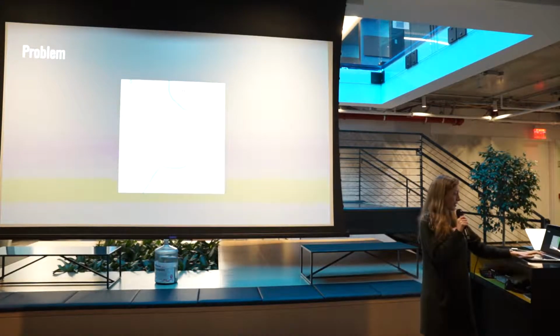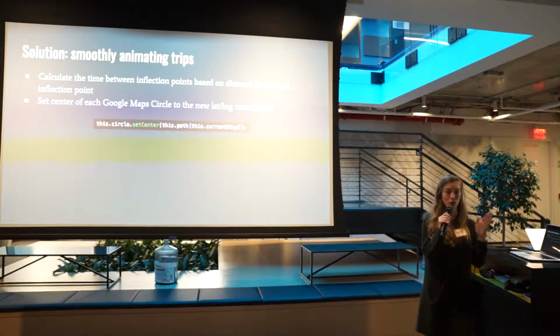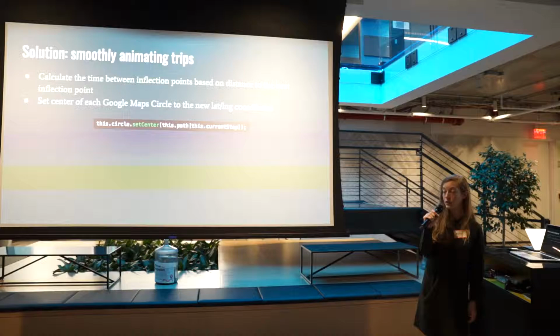So what I ended up doing is calculating the time from the point that you're at in one step to the next inflection point as a proportion of the total distance of your trip, and then using the math to set that as the average speed for that segment. And then it's pretty easy.